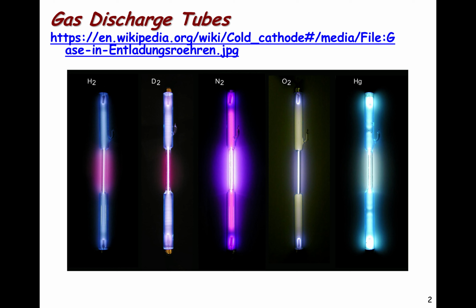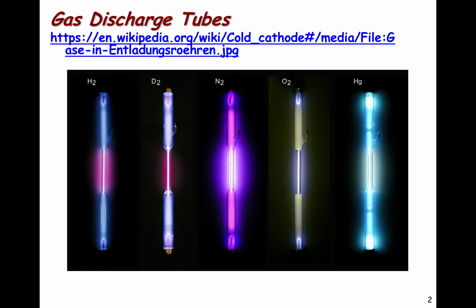A gas discharge tube is a device very similar to the cathode ray tube that was used by J.J. Thomson in his discovery of the electron. If the tube is filled with a gas, as shown here, for things like elemental hydrogen or deuterium or elemental nitrogen, oxygen, or even mercury, you end up getting, when the tube is turned on, various colors.